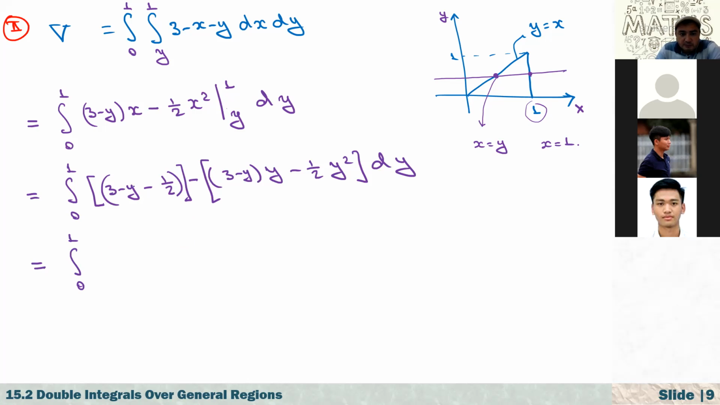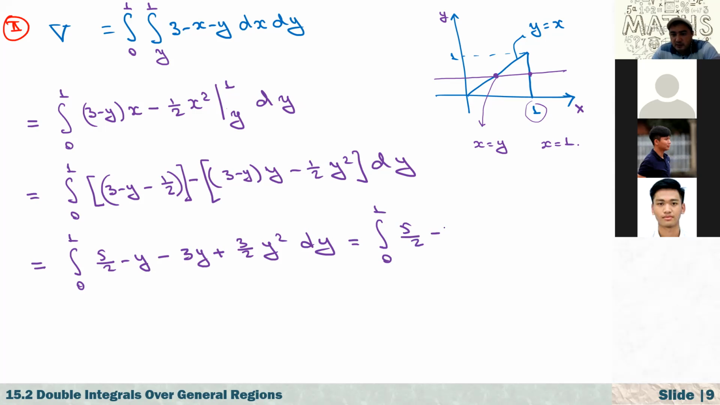And here we have 3 minus half, that is 5 over 2 minus y, minus, and here we have 3 times y is 3y, so minus 3y, minus y minus y squared, and minus 1 over 2 y squared minus 3 over y squared. With this minus, it is plus 3 over 2 y squared, and here we have dy. And I can simplify further. Here we have integral from 0 to 1, 5 over 2 minus y minus 3y, that is minus 4y, and plus 3 over 2 y squared dy.